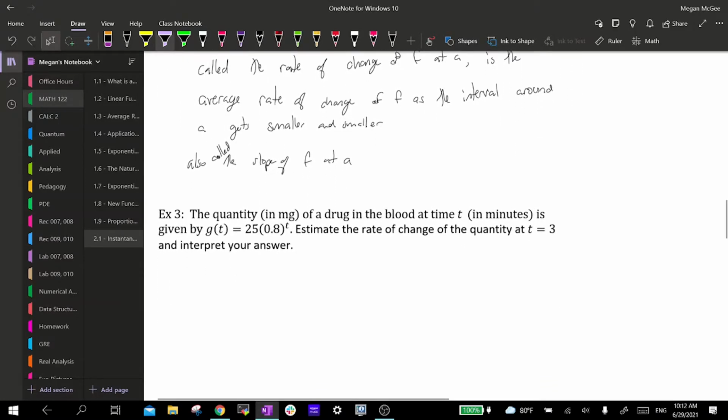So, example 3, we have the quantity in milligrams of a drug in the blood at time t in minutes is given by g of t is equal to 25 times 0.8 raised to the t power. We're asked to estimate the rate of change of this quantity at t is equal to 3 minutes and interpret the answer. Okay? So, based on our previous calculations, we know that we can estimate a pretty good rate of change by doing a really small interval. All right, so we're going to estimate between 3.001 and 3. This was our last option for the previous question, so we're going to go with this.